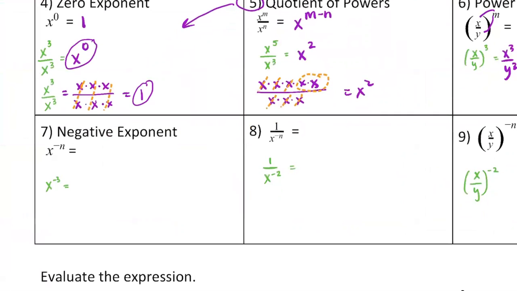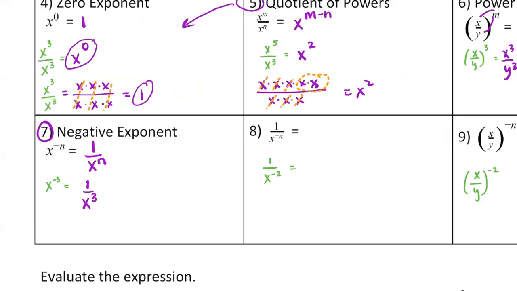Negative exponent. So this one is usually the most confusing for students. So I will explain it, but x to the negative n, basically you're going to make that a positive exponent, but you're going to move it to the numerator, excuse me, the denominator. It's in the numerator now, and you're going to move it to the denominator. So for this example, x to the negative third, that would become 1 over x to the positive third. All right, so let me show you why that works.